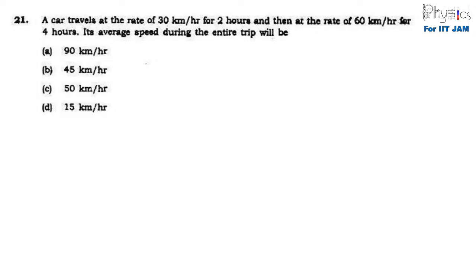I am repeating the question. A car travels at the rate of 30 km per hour for 2 hours and then at the rate of 60 km per hour for 4 hours. Its average speed during the entire trip will be option A 90 km per hour, option B 45 km per hour, option C 50 km per hour, option D 15 km per hour.